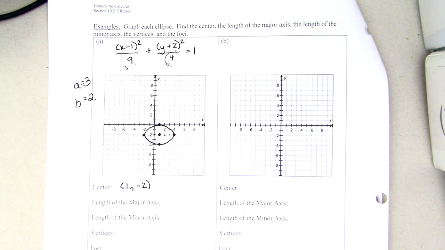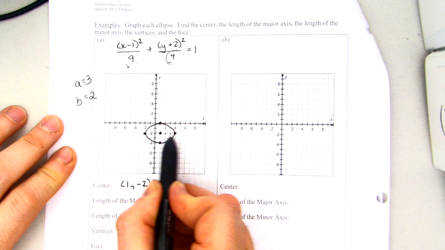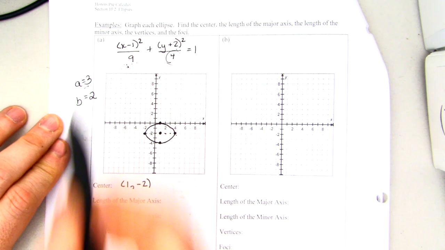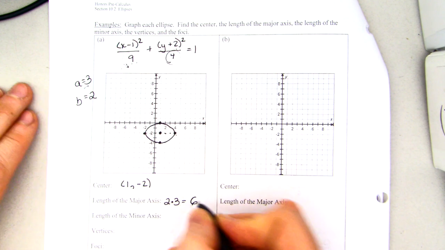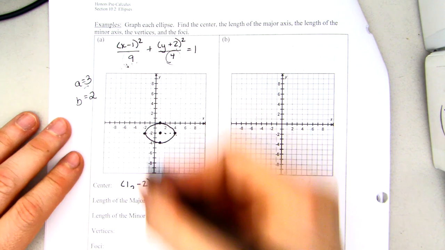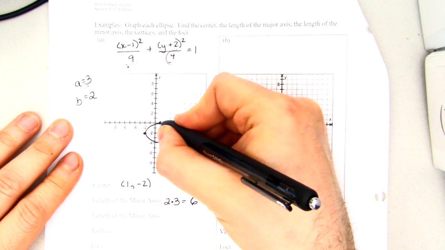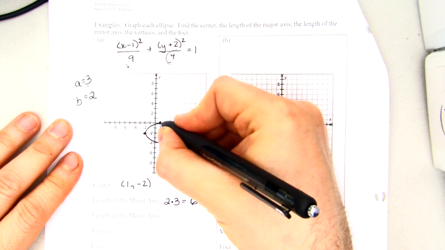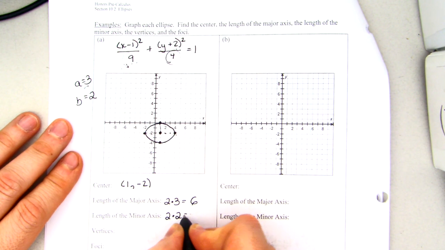Now, we're going to go do the analysis. The length of the major axis. Well, here's my major axis. It's the longer one. I know the a value is 3, so my length is 2 times 3. My length is 6. Length of the minor axis. Here's my minor axis. I know from the center to the edge over there is a distance of 2, so that entire minor axis is going to be 2 times 2, or 4.